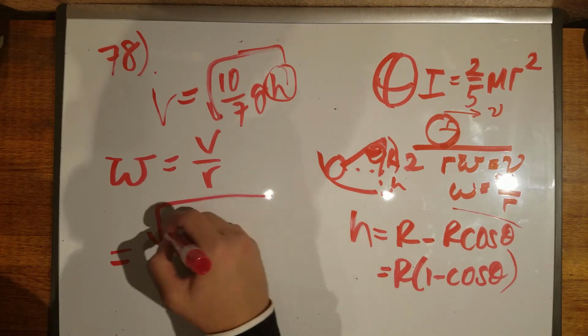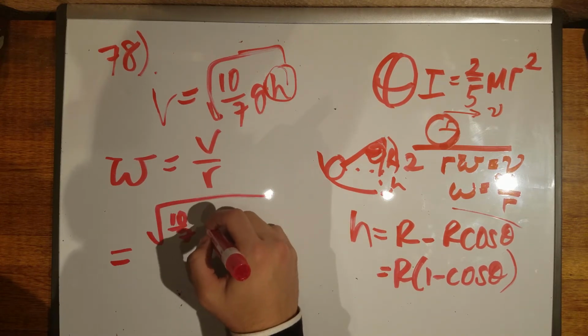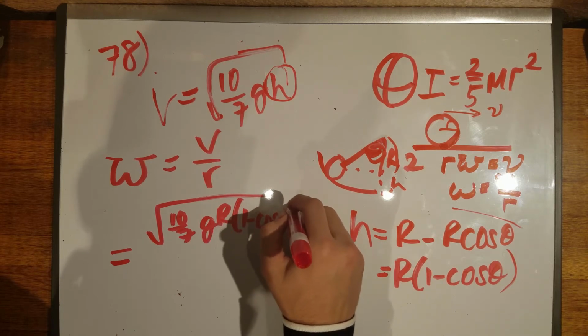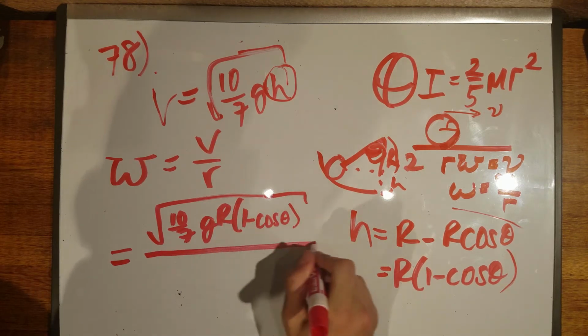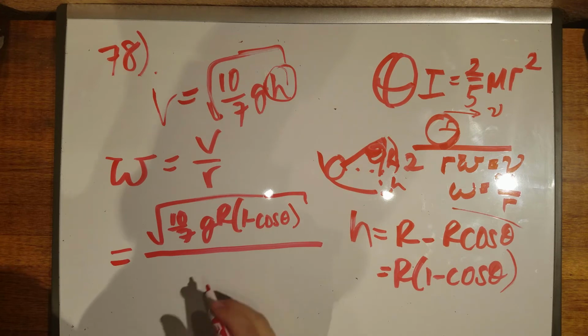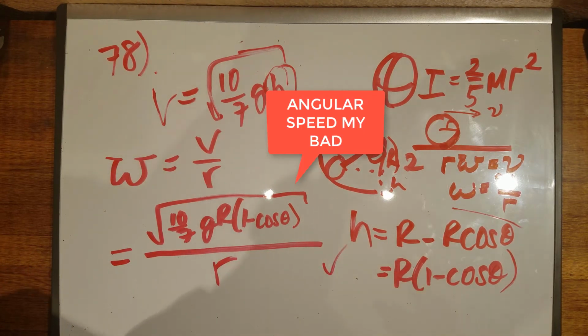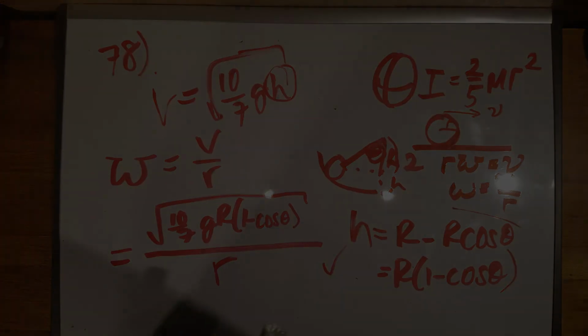So we get as a final answer the square root of 10/7 g R (1 minus cosine theta), all over little r, which is our angular speed. And that is it, folks. That is the problem. It's really not that bad when you just go ahead and start it. Alright, bye bye.